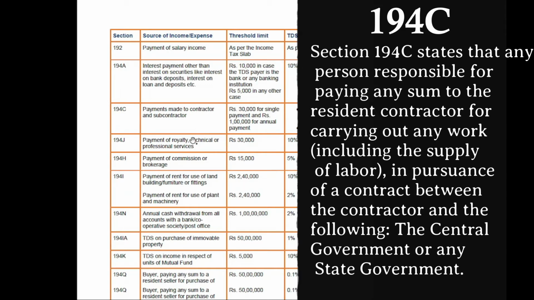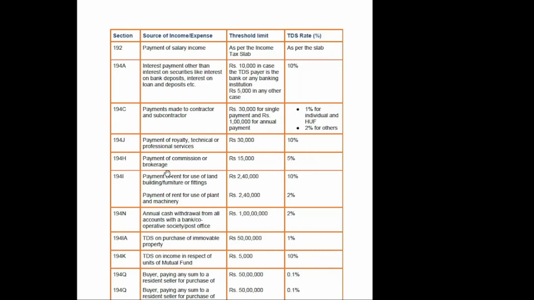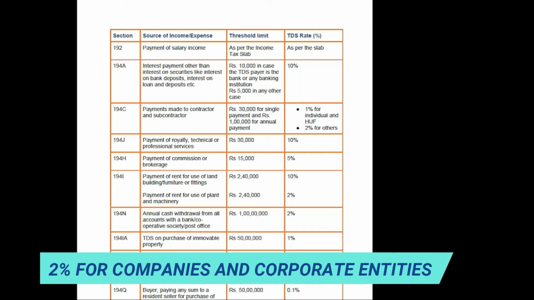This is one of the most common provisions that you will ever come across. And the threshold limit for the same is rupees 30,000 for single payment and rupees 1 lakh for annual payments. The TDS rate shall be 1% for individual and HUF, but 2% for others, that is companies and corporate entities.